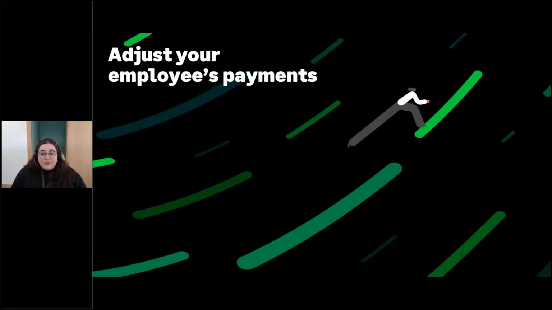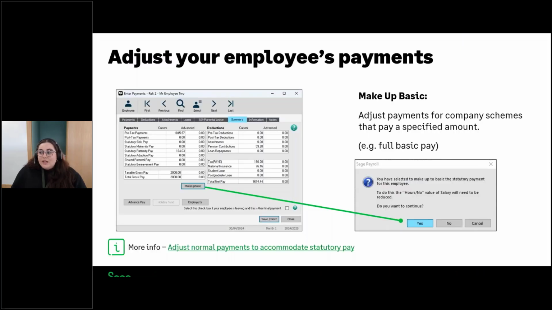So a couple of scenarios that I showed you there. First of all was Makeup Basic. This is great for a situation where you're required to pay a specific amount to the employee, such as keeping up with their normal wage for a certain amount of time. And the Makeup Basic option will reduce the salary to accommodate for that statutory payment.